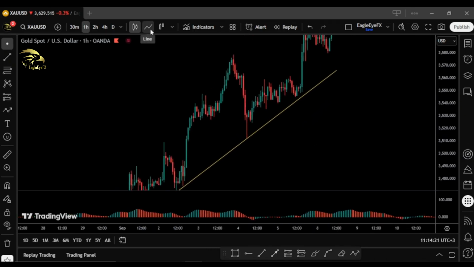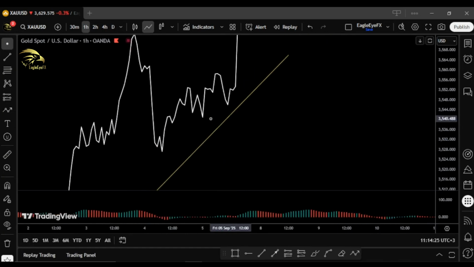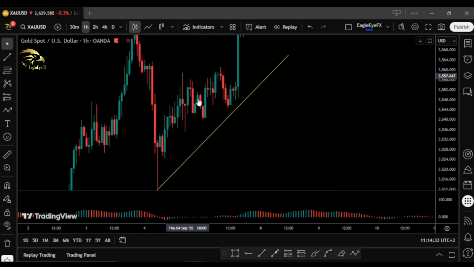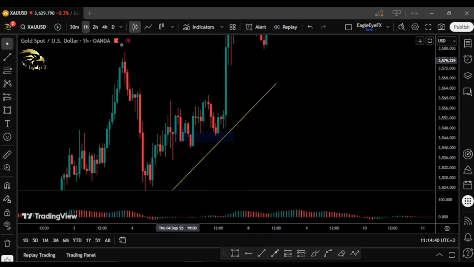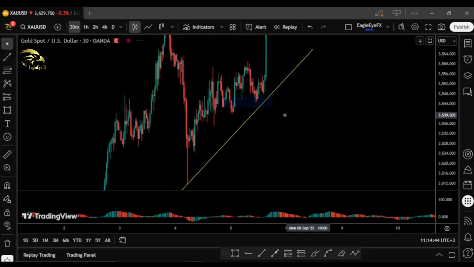So the first thing we want to do is change this into a line chart. And what do you see here? Look at this. We had our break of structure, we had our change of character. The market came back to tap this level over here, that level over there, and then what happened? It just shot up to the upside. If you go to the 30 minutes time frame, you can see it clearly.